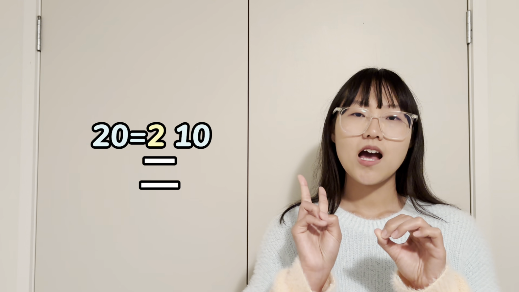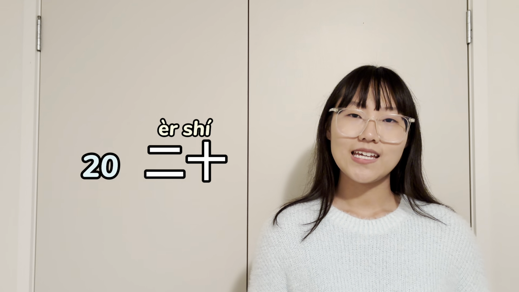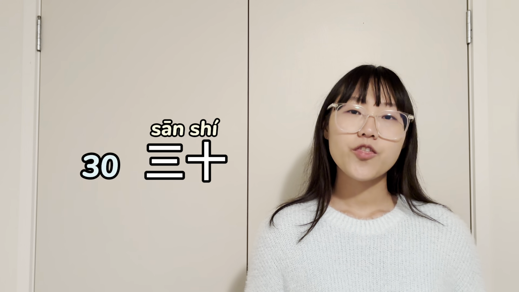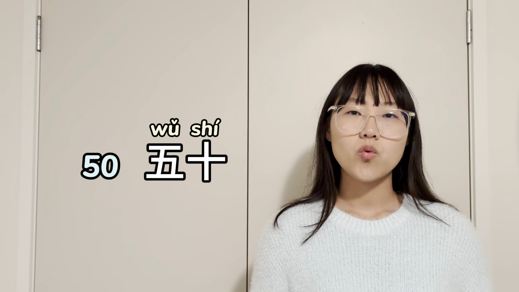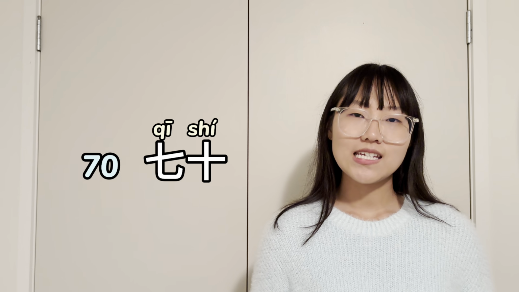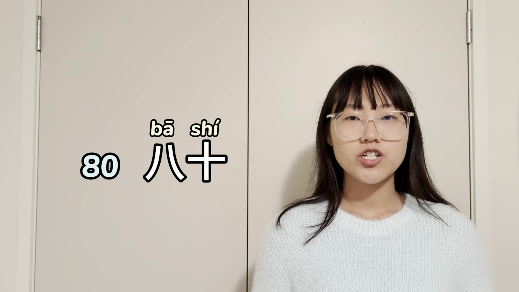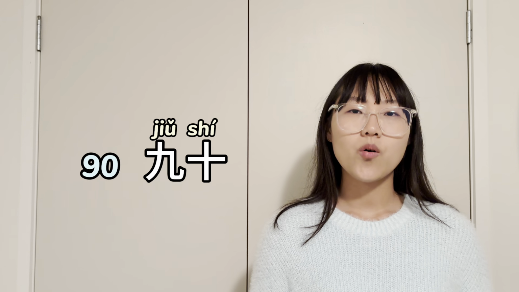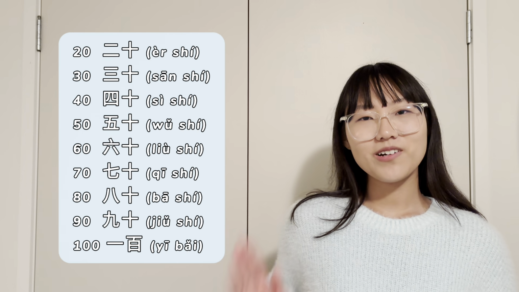This time let's learn how to say from 20 to 100. It's 二十, this one is 十. 三十. 20, 二十. 30, 三十. 40, 四十. 50, 五十. 60, 六十. 70, 七十. 80, 八十. 90, 九十. 100, 一百. Let's repeat one more time.